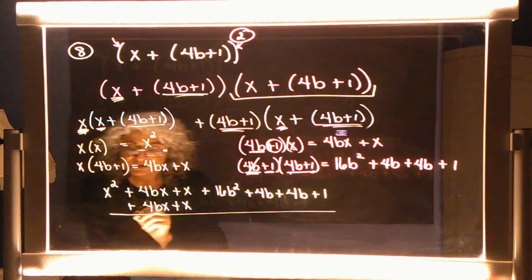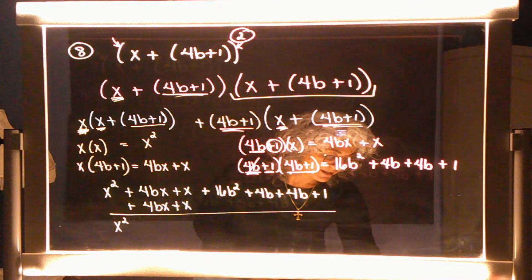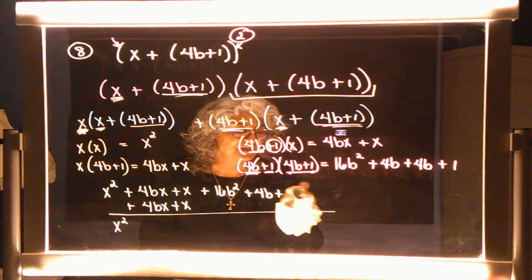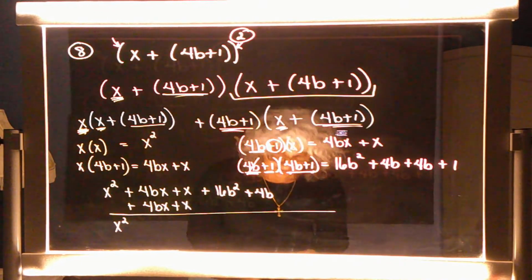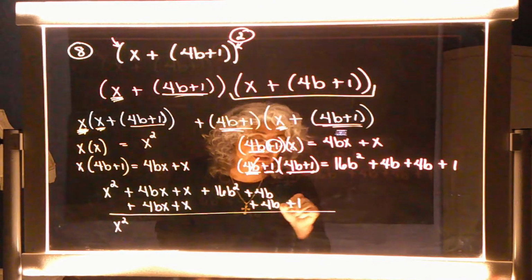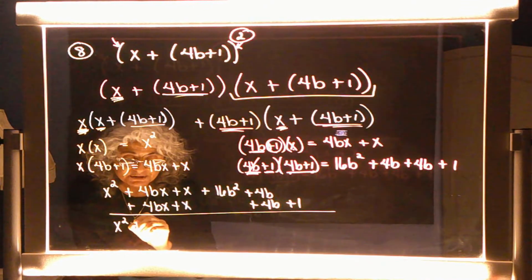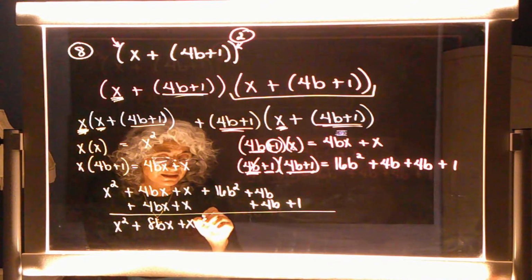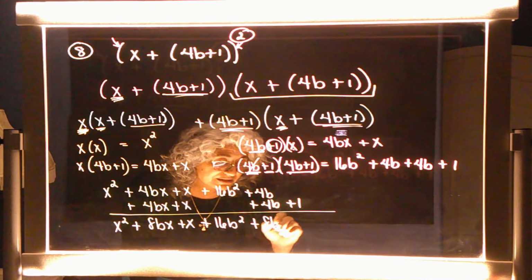So let's add our like terms. We've got an x squared. Oh my gosh, I'm so sorry. Yeah, some of you are like, wait. You know, you're right. That second 4b looks like this 4b, so let's write it under it. Good catch, you guys. Nicely done. Good job. Okay, now let's add like terms. Plus 8bx plus x plus 16b squared plus 8b and plus 1.